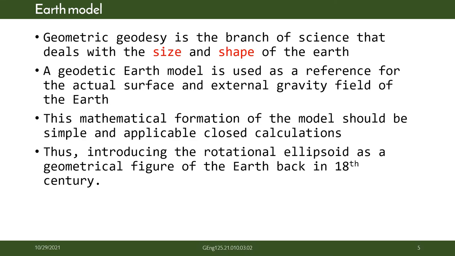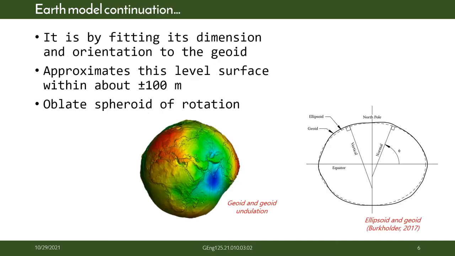That's why they introduced the rotational ellipsoid as a geometrical figure of the Earth back in the 18th century. So ellipsoid, or an ellipse, no? How do they model this Earth model? It is by simply fitting its dimension and orientation to the geoid, which approximates this level surface within about plus or minus 100 meters.